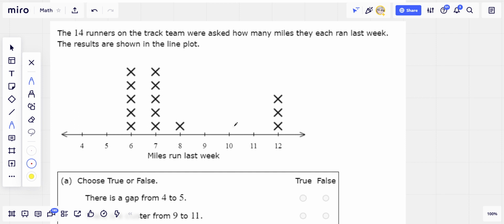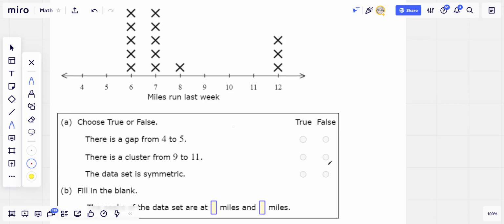So let's work on this one. A says there's a gap from 4 to 5. It looks like that's true. The next one says there's a cluster from 9 to 11. No, that's a gap there, so that's false. The data is symmetric. I don't think so, so I'm going to mark false for that one.